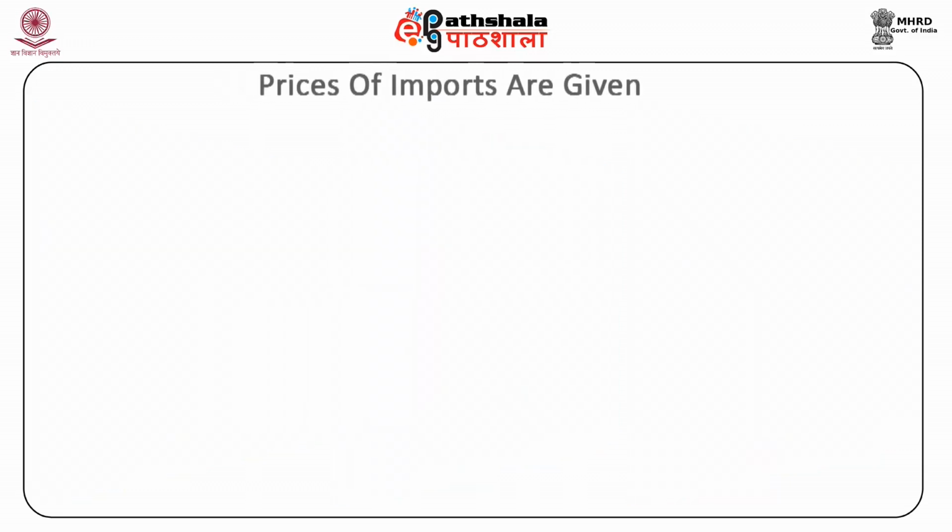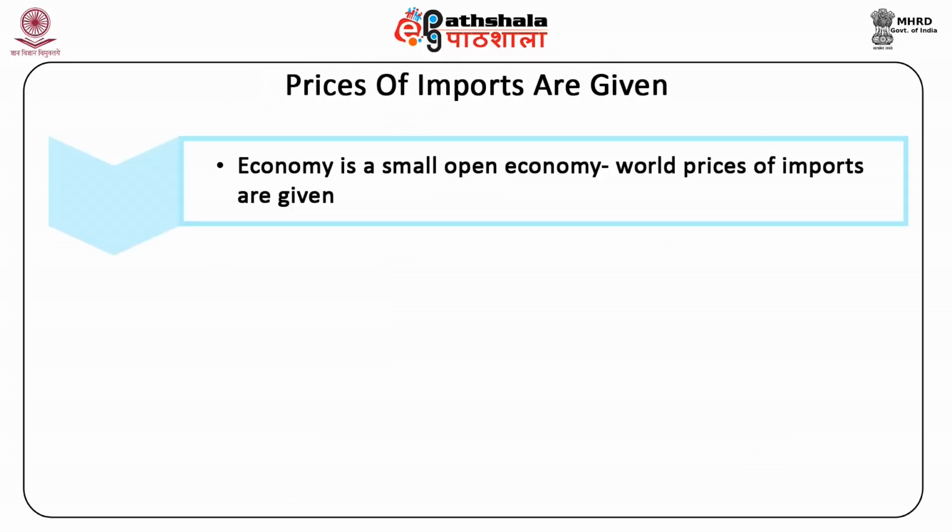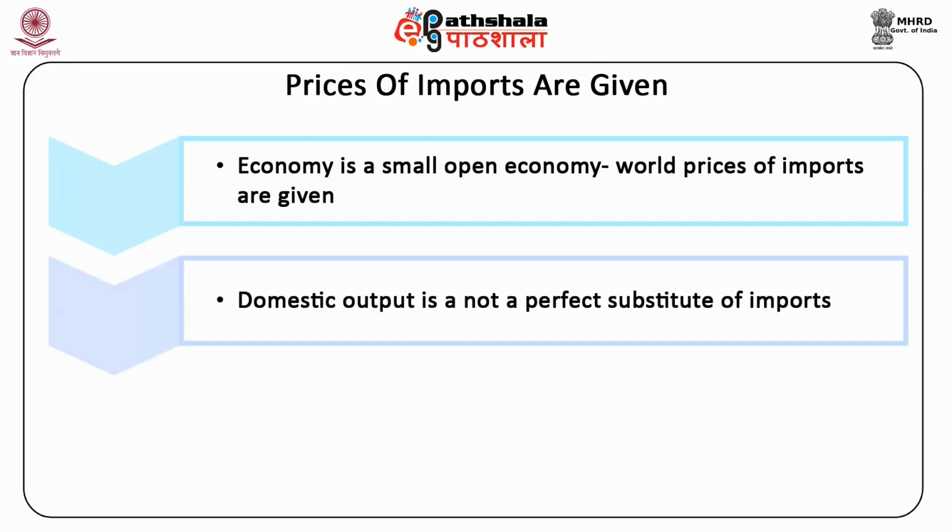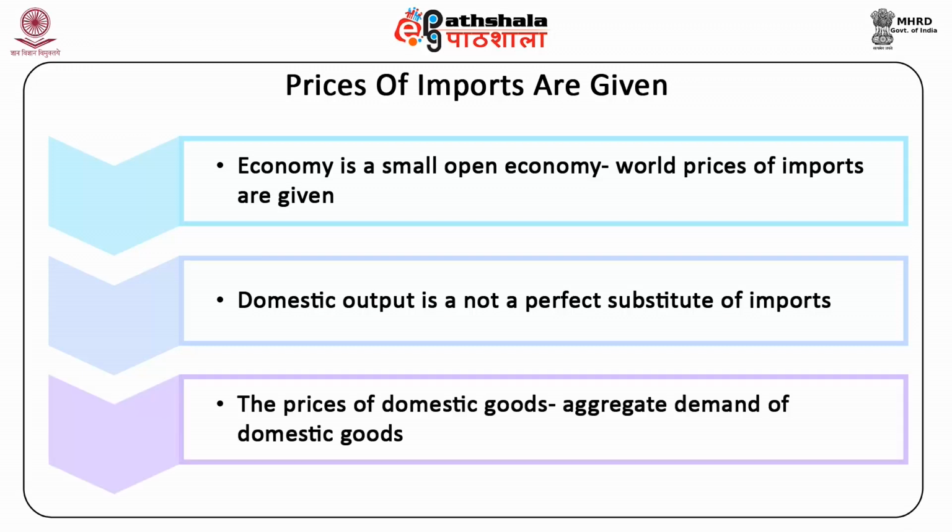Next, we assume that the prices of imports are given. Since the economy is a small open economy, in the domestic market, the world prices of imports are given. Domestic output is not a perfect substitute for imports. As a result, the prices of domestic goods, both absolute prices and relative prices in terms of imports, are determined by the aggregate demand for domestic goods.